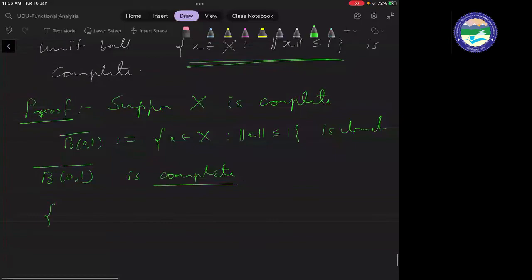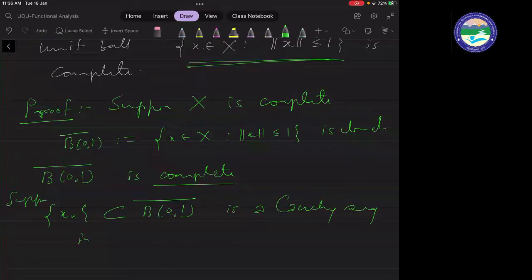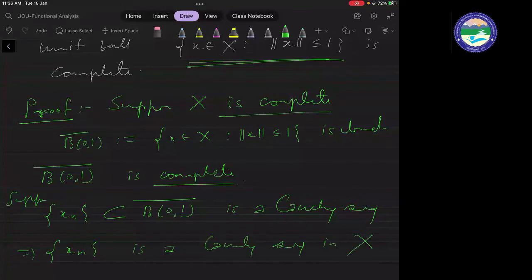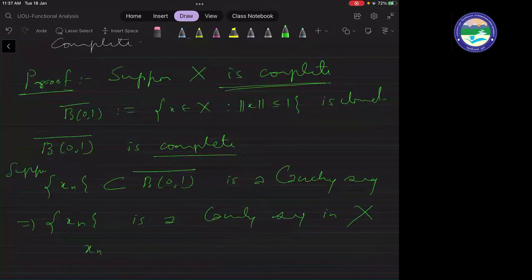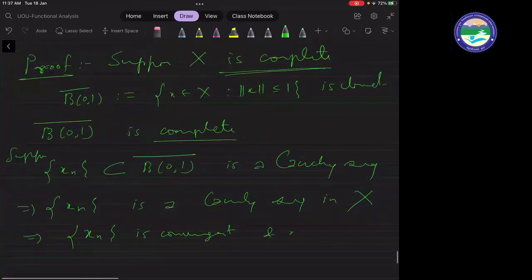Why will this happen? Suppose you took any Cauchy sequence in B01. Since this Cauchy sequence is in B01, it will also be a Cauchy sequence in X. This implies xn is a Cauchy sequence in X, but X is complete. So xn will converge. This implies xn is convergent, so it has a limit. Suppose xn converges to x as n goes to infinity.